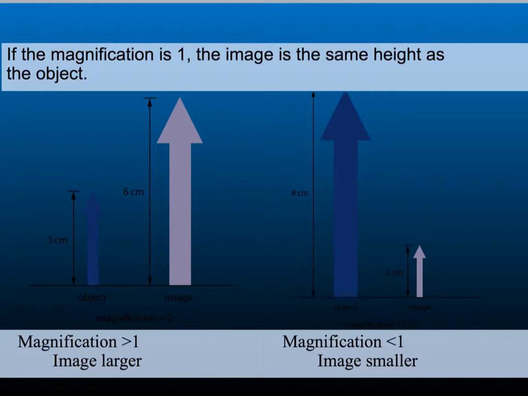If you get a magnification of 1, then it means the image is the same height as the object. If you get a magnification of greater than 1, then it means that the image is larger than the object. If you get a magnification less than 1, then it means the image is smaller than the object.